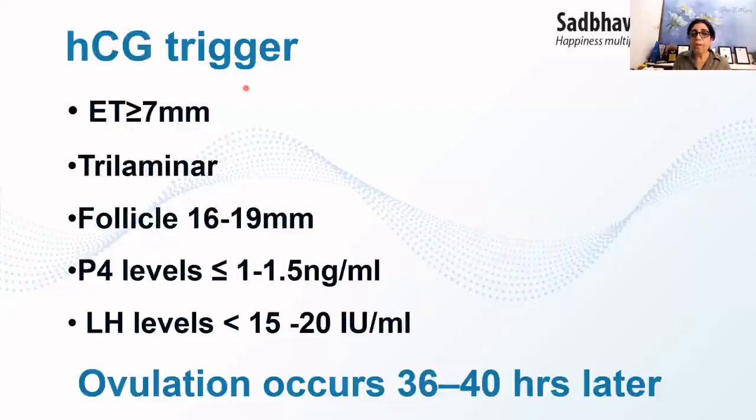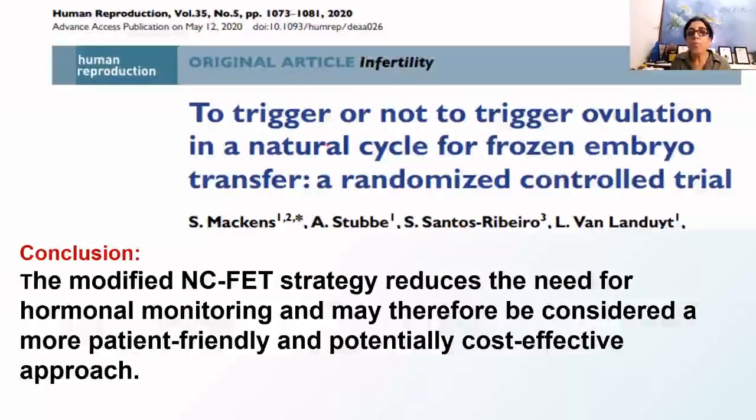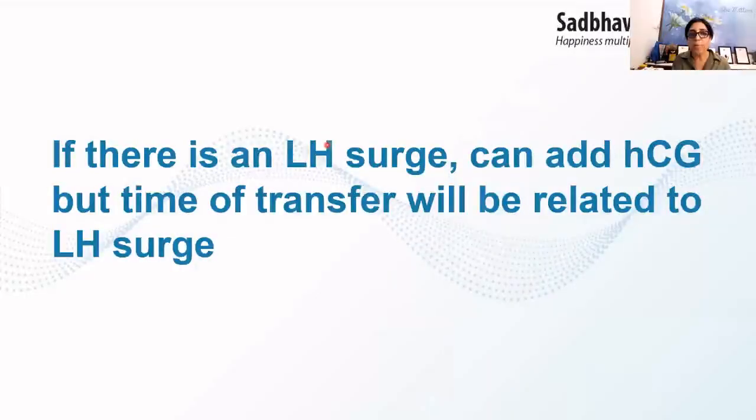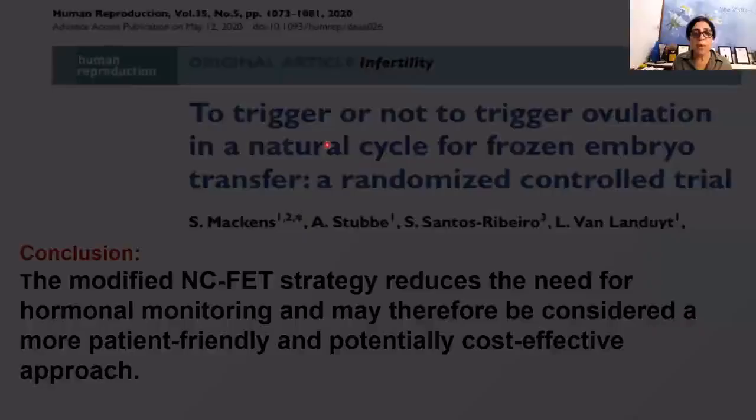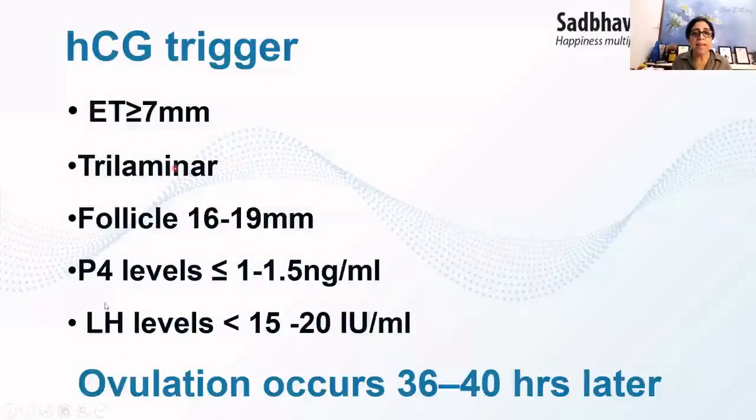So this showed comparable pregnancy rates, whether you use a modified cycle or not, the pregnancy rates were comparable. But the question comes that if there is an LH surge, an LH level also needs to be done in cases of when you are planning to give an HCG trigger. Why? Because if already the LH surge is there, then the time for frozen embryo transfer has to be timed according to the LH surge. That is, it would be around 24 hours after the LH surge. If the LH surge is not there, then you time your transfer after around 36 to 40 hours after the HCG trigger.